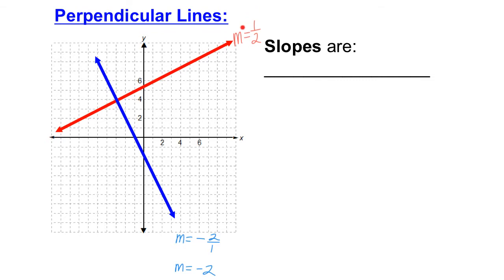If you look at those two values, it looks like the fraction has just been flipped and the sign has been changed between positive and negative. This is what we call negative reciprocals. So for perpendicular lines, slopes are negative reciprocals. Some other examples, let's say one line has a slope of 3 over 4. Well, the perpendicular line would have a slope of negative 4 over 3. So again, it's negative reciprocal.